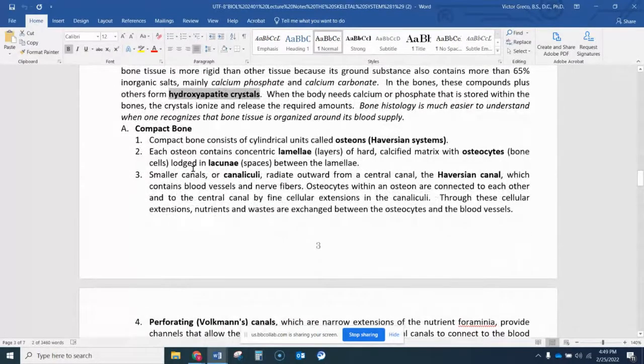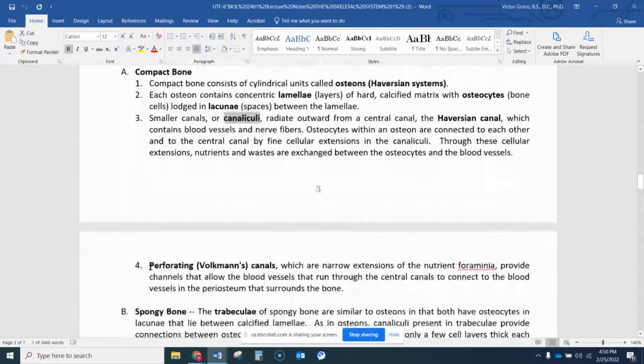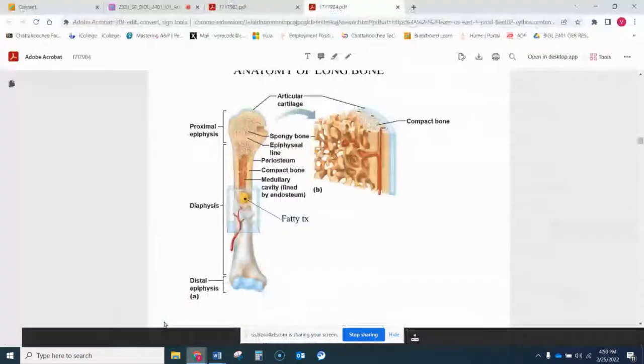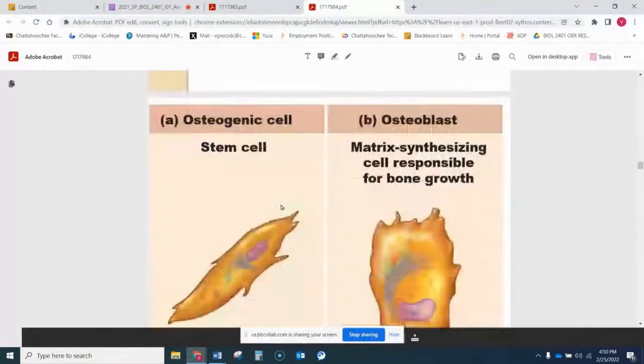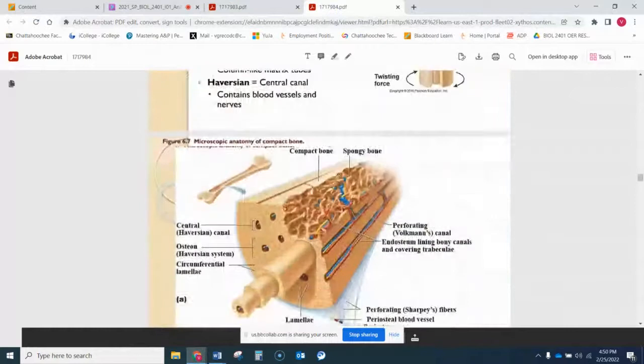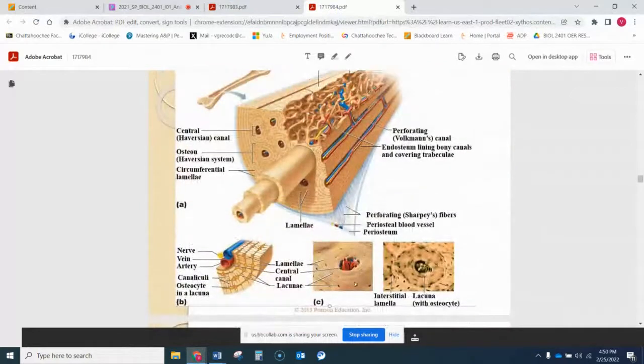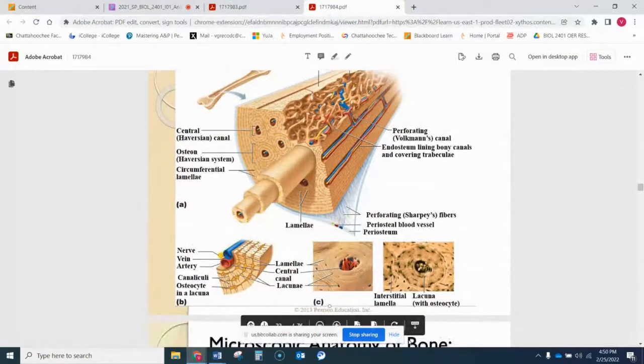All right, so in compact bone, we have a bunch of words here. Let's see, there's osteons, concentric lamellae, lacunae, canaliculi, perforating canals. Let's use a picture and figure out what all these terms are. So I'm going to scroll to where we see those structures. Here's a good picture here. Let me make it a little larger.